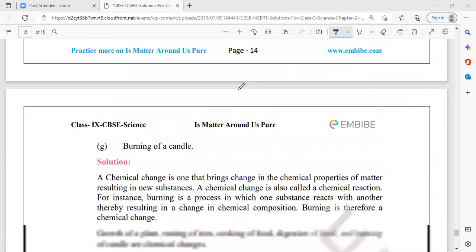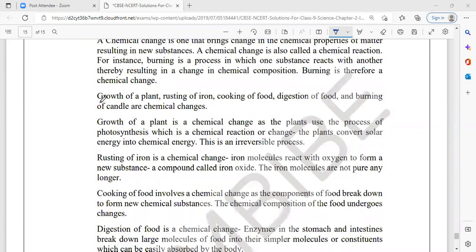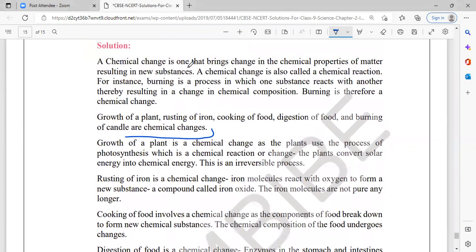Okay. So, growth of plant, rusting of iron, cooking of food, digestion of food, and burning of candles are chemical changes. Why? Because a chemical change is the one that brings change in the chemical properties of the matter, resulting in a new substance. So, first of all, you will write this, a chemical change, and then you will write growth of plant, rusting of iron, cooking of food, digestion of food, and burning of candles are the chemical changes. Okay.